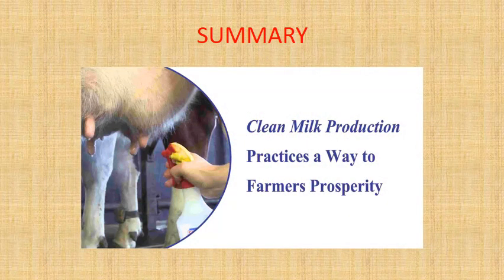So now we are at the end of today's lecture, the topic clean milk production. We have discussed different aspects, the different elements of clean milk production: the environment, the animal, the workers or milkers, and the utensils and vessels. We have discussed how to maintain a hygienic environment, hygienic animal, hygienic shed, hygienic workers or milkers, and vessels and utensils. We have discussed the sources of contamination, the measures to be taken in detail for clean milk production, and also how to prevent the different sources of contamination.